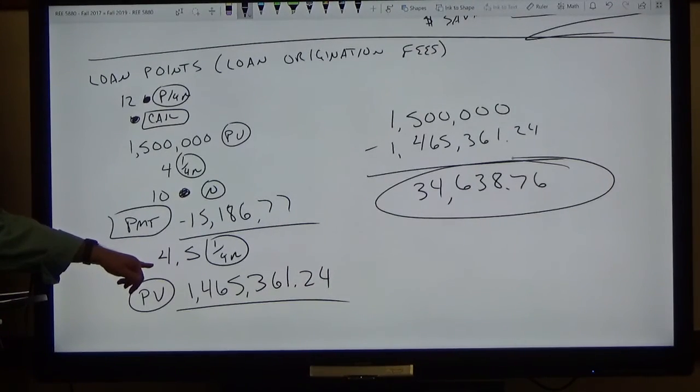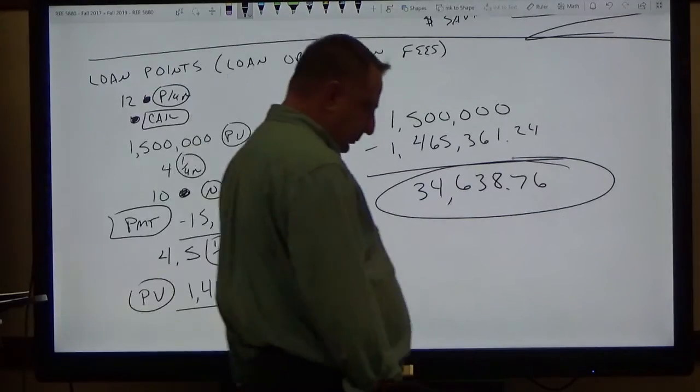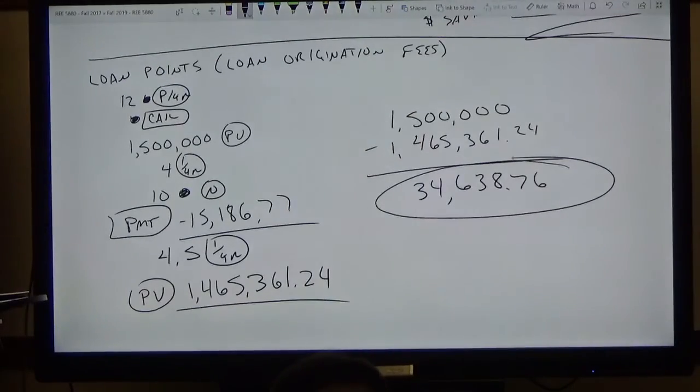Can you explain it from their point of view? So they gave out a 4% interest loan, but they charged you. Can you explain it again?